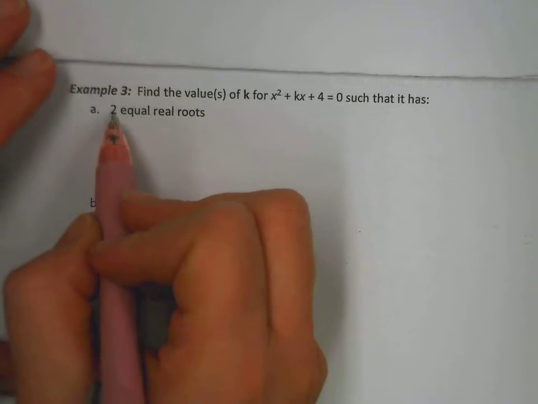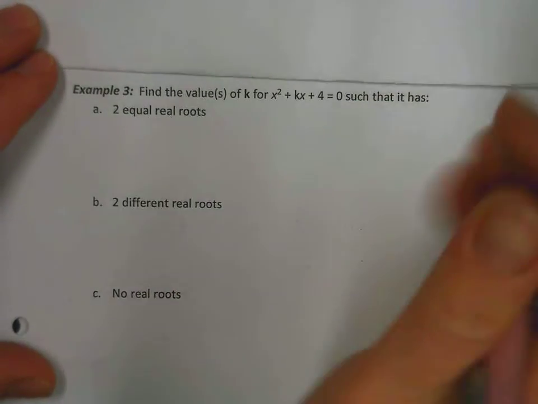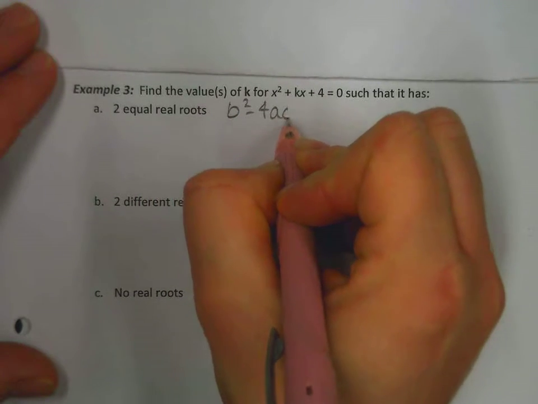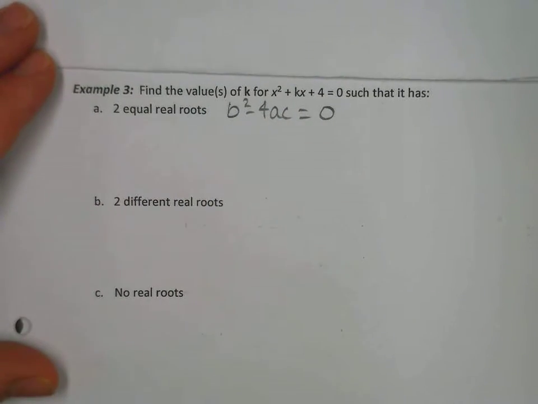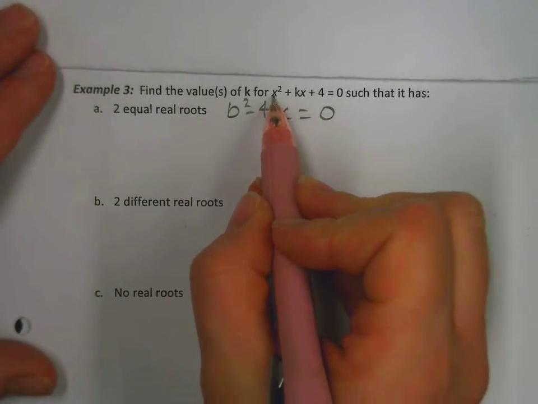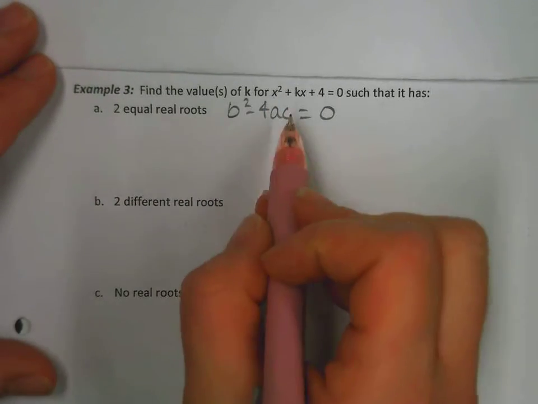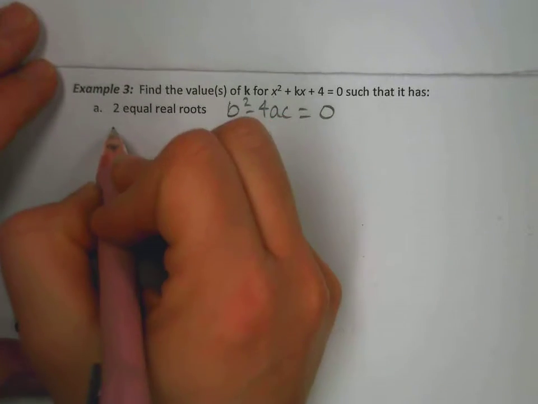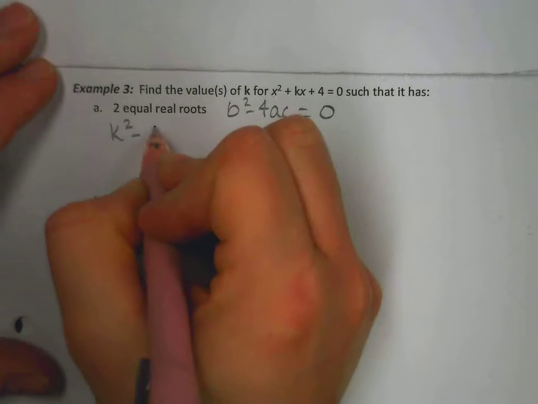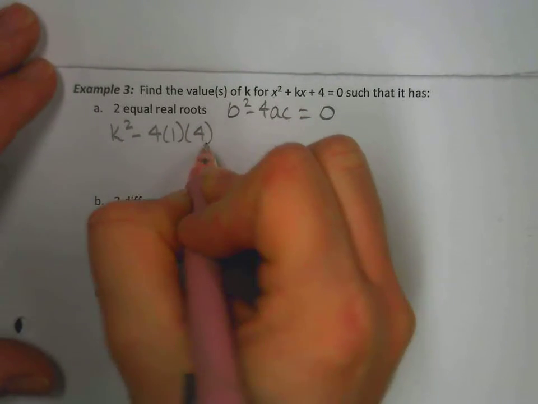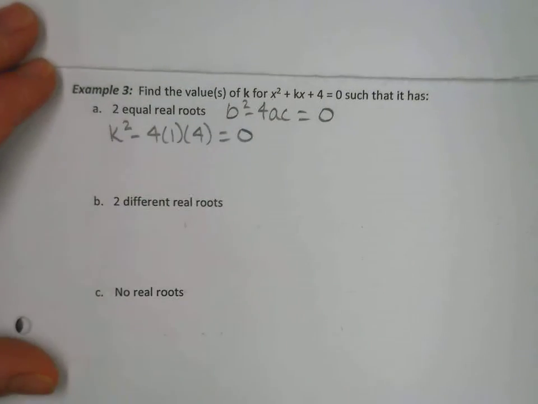So we know for two equal real roots to exist, our discriminant value, b squared minus 4ac, would have to equal 0. So what we're going to do is substitute in my b, a, and c values into this and then solve for the unknown. In this case, my b value is k. So I have k squared minus 4 times a, which is 1, times 4, which is our c value. And I'm going to make this equal to 0.